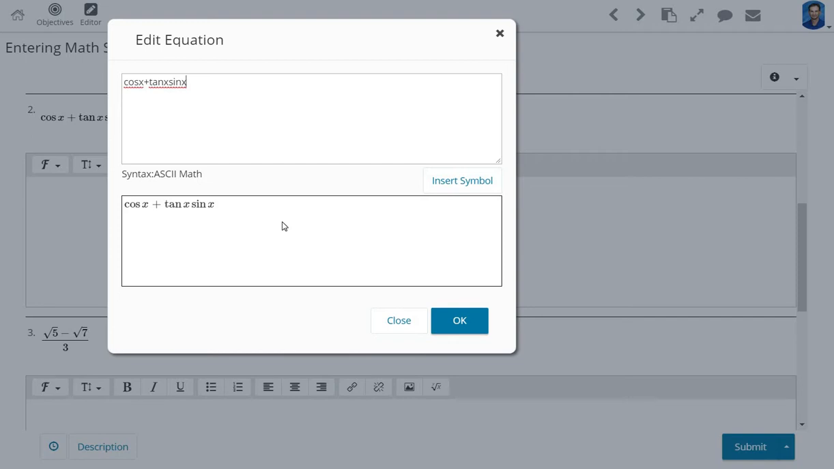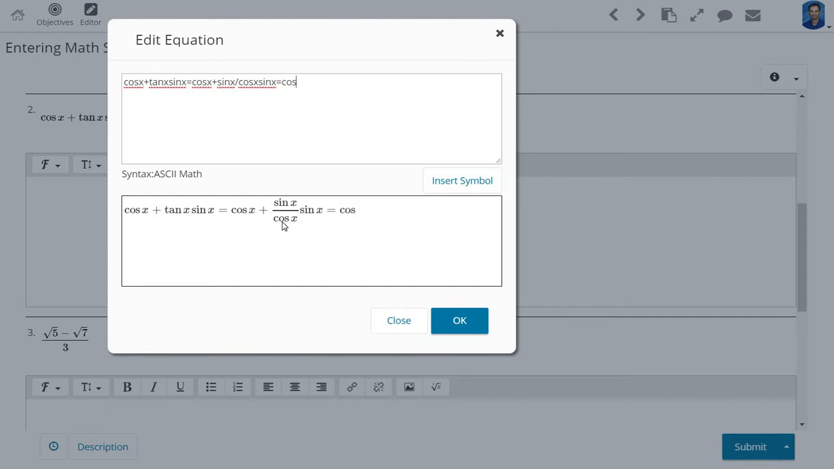Cosine x plus tangent x sine x equals, so now we're going to be just showing all our steps in the process. Remember, very important when we're verifying identities. So cosine x plus sine x divided by cosine x. I basically turned tangent into sine over cosine there. Times sine x equals, so again, each equal is just kind of breaking up the steps that we do.